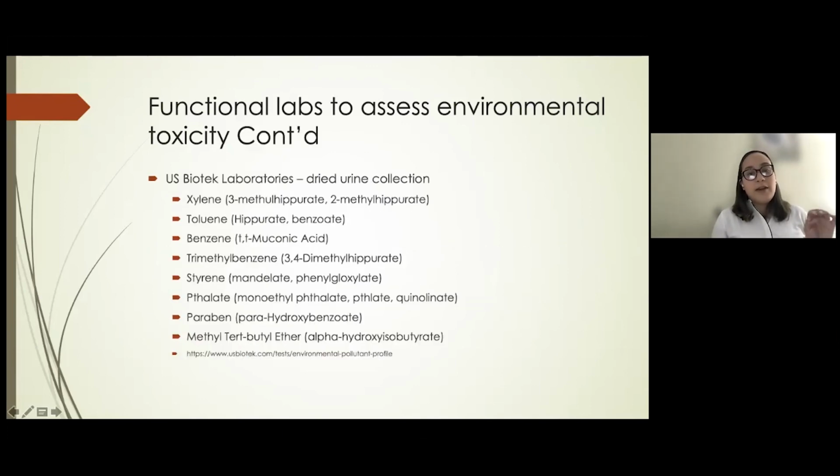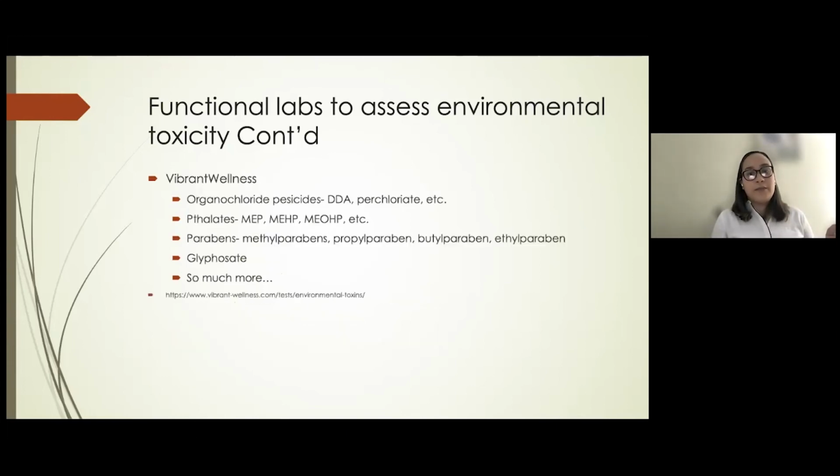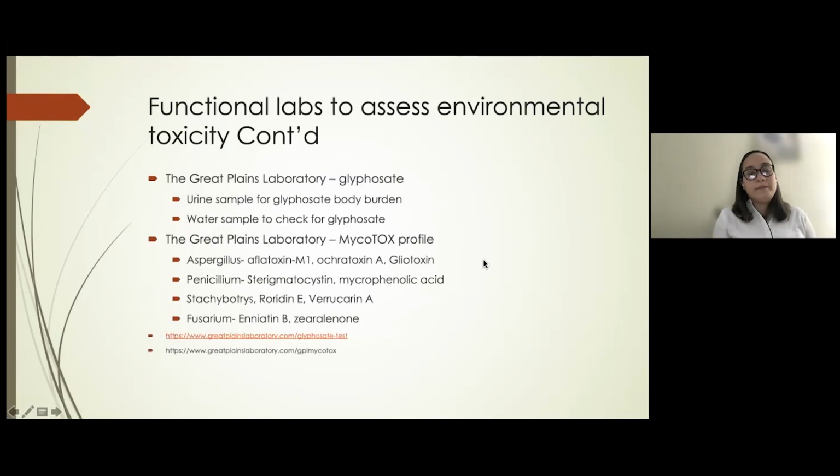Then there's US BioTek Laboratories. These are for the other environmental toxicities, right? Benzenes, phthalates, parabens, which we didn't have time to discuss today. But if a person has heavy metal toxicity, they probably are exposed to other environmental toxins as well. So pairing the two will give you a better full clinical picture. Then there's Vibrant Wellness, which is similar to US BioTek. They're both extremely great labs and extremely comprehensive. I put the link here to check them out.